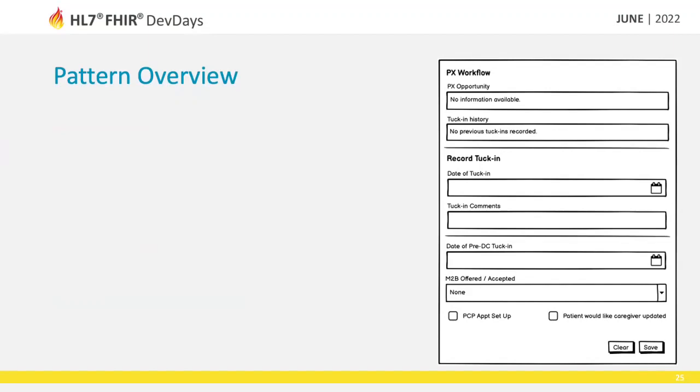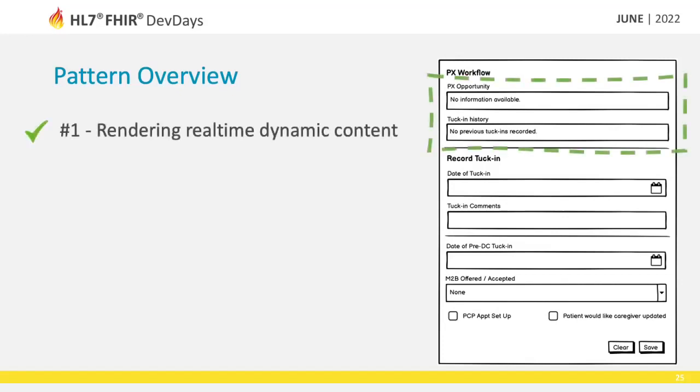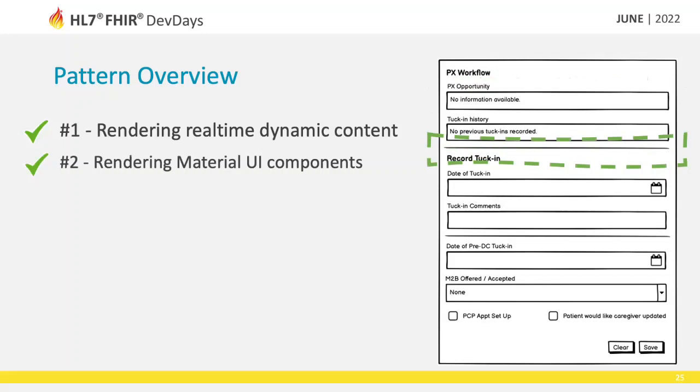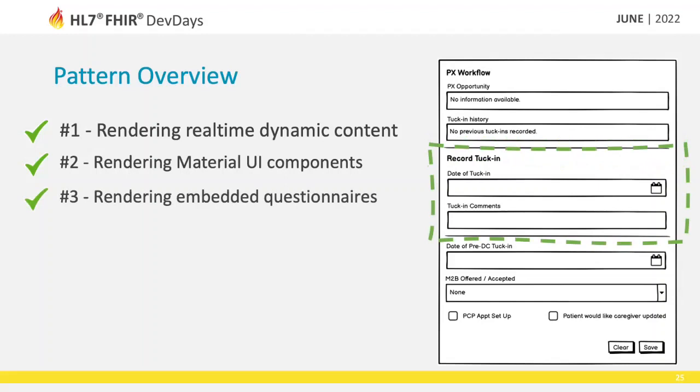Today, we looked at a few different examples of how we can take advantage of FHIR's extensibility to create awesome forms. First, we looked at how we can render real-time dynamic content by calling an external service to fetch pre-populated adapted cards. Next, we looked at how we can leverage extensions to render Material UI components to help improve design and user experience. Finally, we looked at how we can support embedded forms using FHIR references.